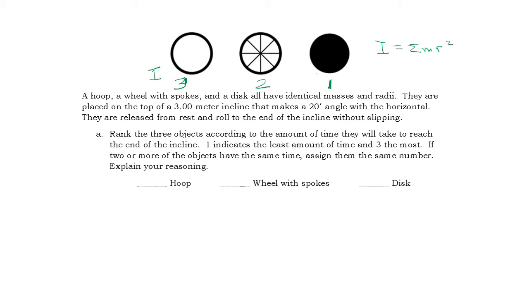So for the hoop, all of the mass is far from the center, and that's why it has the greatest moment of inertia, whereas the disc is more uniformly spread out, and that's why it has the least moment of inertia. Now, the moment of inertia is like the resistance to rotation. So if it resists rotation more, it will take longer to get to the bottom of the incline. And so the hoop will take the most time to get to the bottom. The wheel with spokes will take the second most amount of time, and the disc will take the least amount of time.